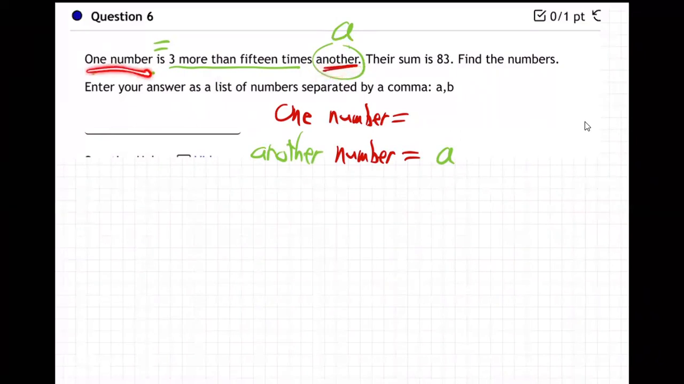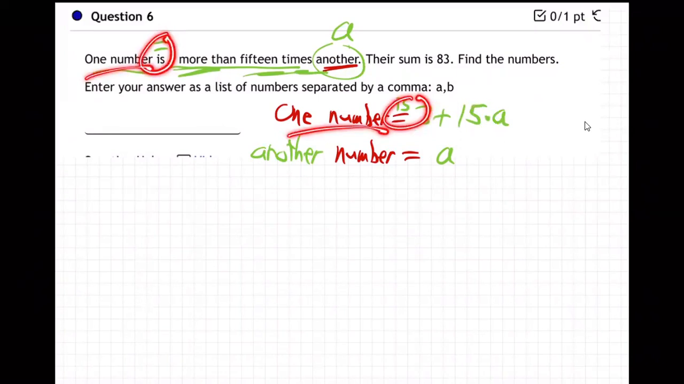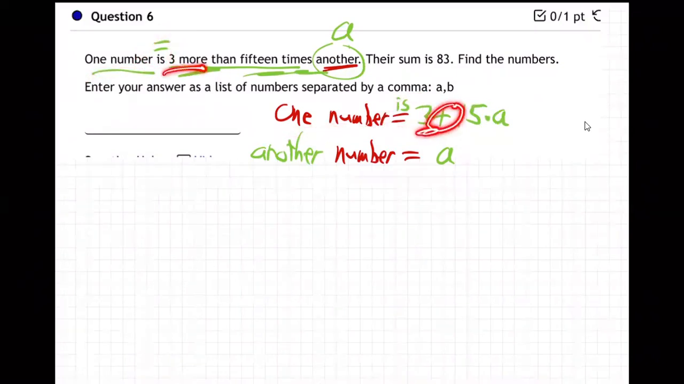And then the one number equals, right? What does the sentence say? One number is 3 more, 3 added to 15 times another, 15 times the A. You see that? One number is 3 added to 15 times another number, the A. Okay, so now I've got a formula for one number and a formula for the other number.